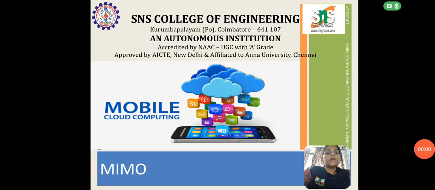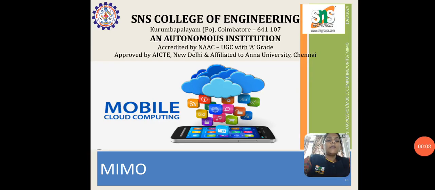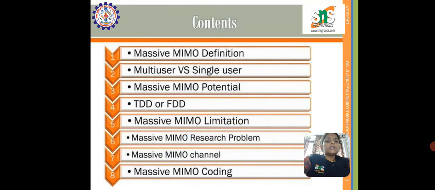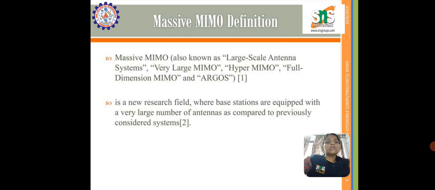Friends, today we are going to see about multiple input and multiple output, that is MIMO systems. Let us see about this in detail. So in today's content we are going to see about massive MIMO definition, multiple user versus single user, massive MIMO potential, TDD or FDD, what are the limitations, what are the research problems, and what are the channels and coding. So let us see what is massive MIMO.